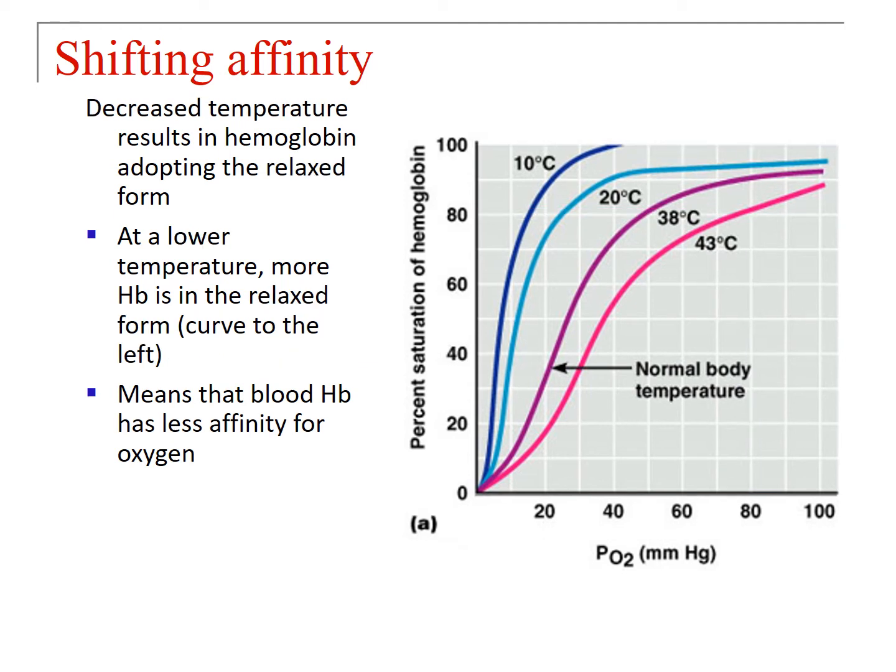So a decreased temperature will result in hemoglobin adopting the relaxed form. And unfortunately, this is where I have to tell you about an error in the PowerPoint that's online in eLearn. At this next bullet point, where it says at a higher temperature, that should say at a lower temperature. So at a lower temperature, more hemoglobin is in the relaxed form, meaning that, again, this hemoglobin has a higher affinity for oxygen. It sticks to oxygen better. So this is like your oxygen superglue.